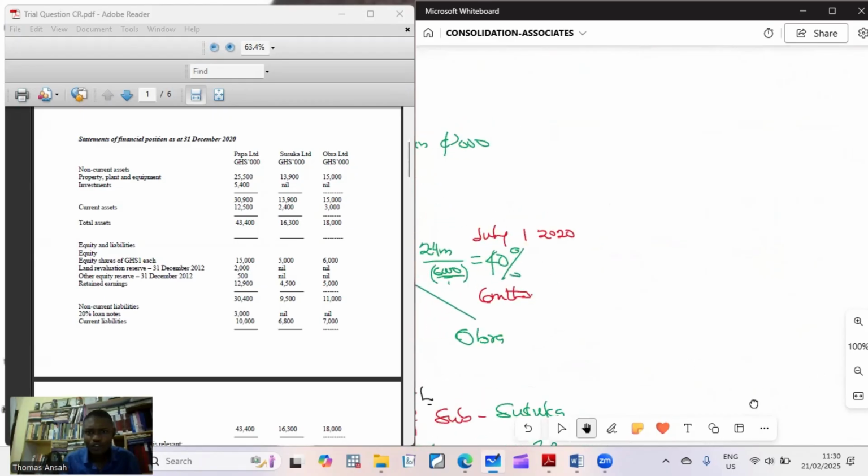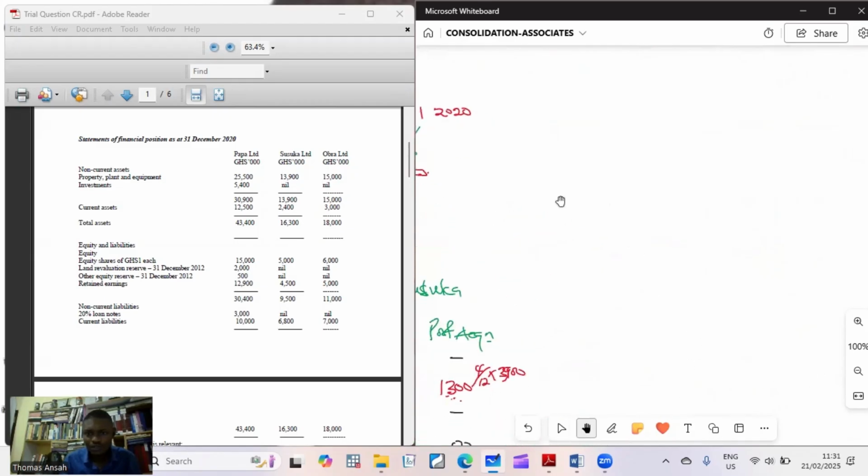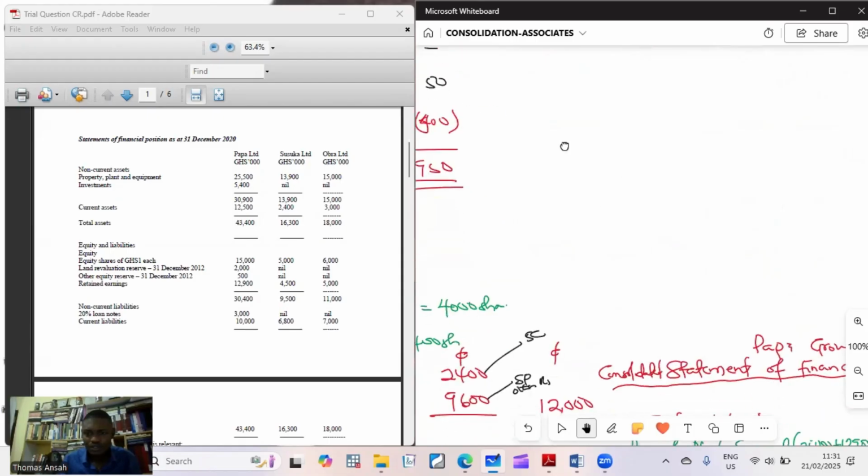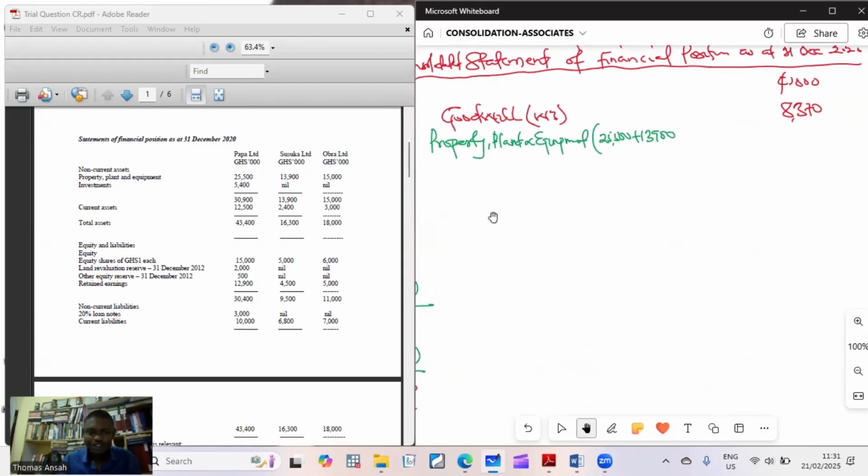So quickly, you have to be fast. Where is my balance sheet? Here you are. So minus 1,200 plus 50. So quickly, you have to put them together. Don't delay. 25,500 plus 13,900 minus 1,200 plus 50. So I have 38,250. All right. So that is that.